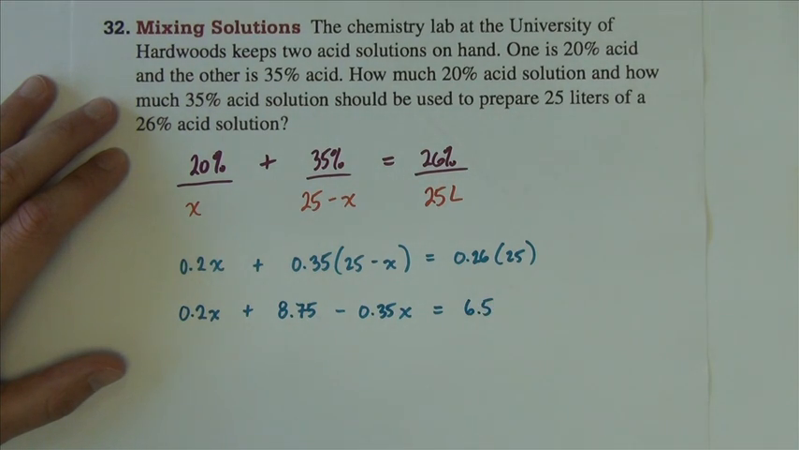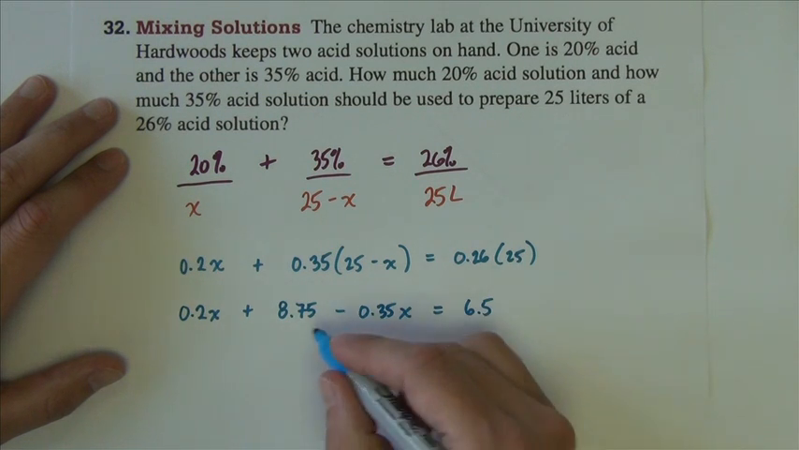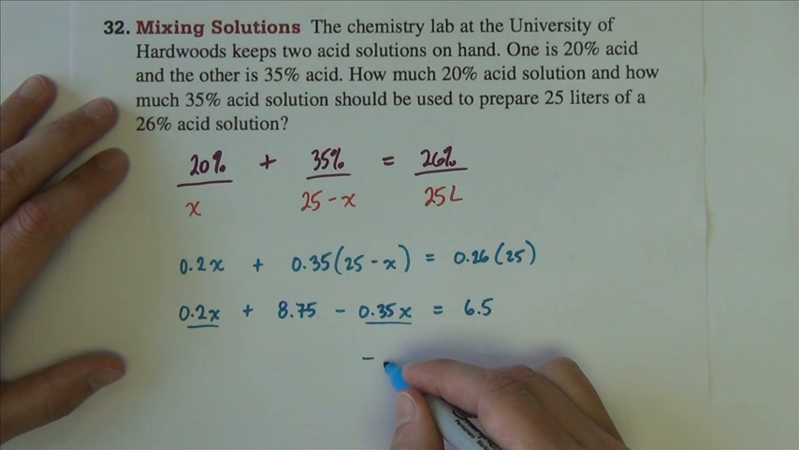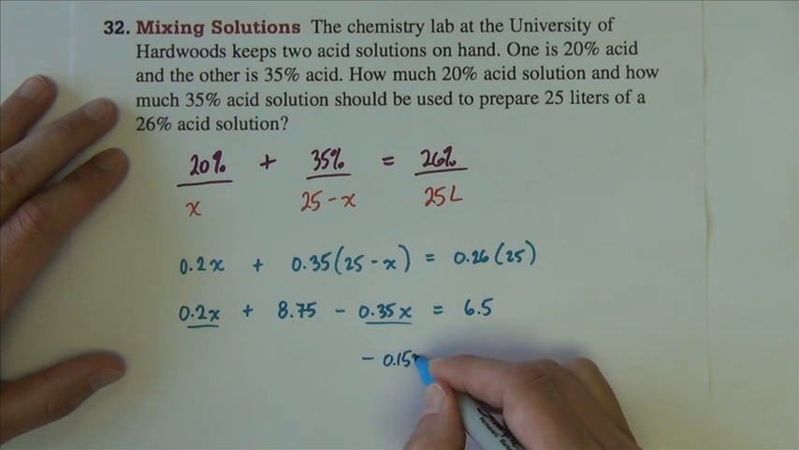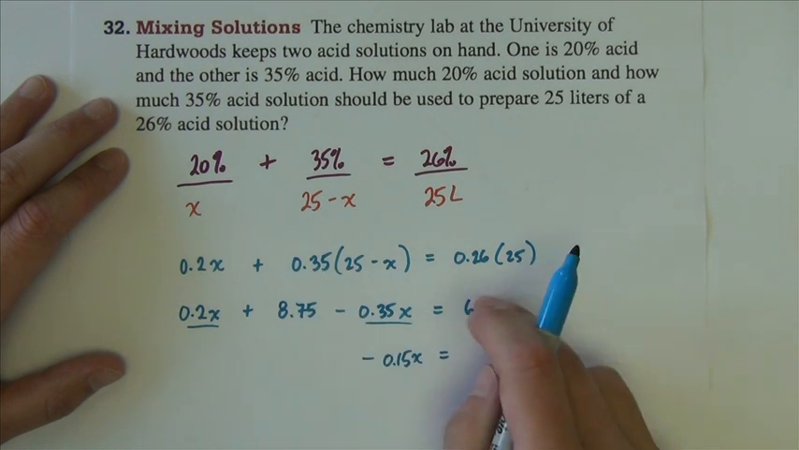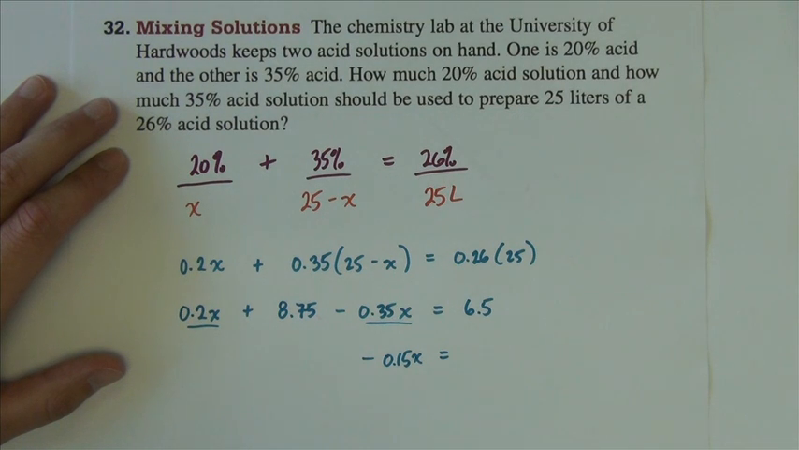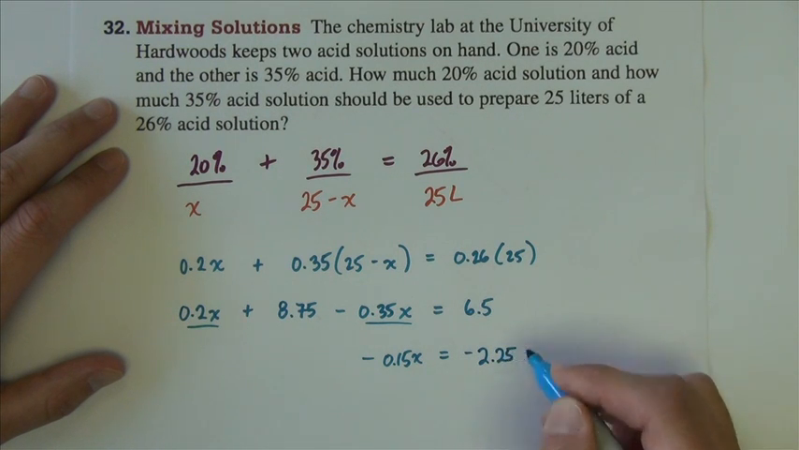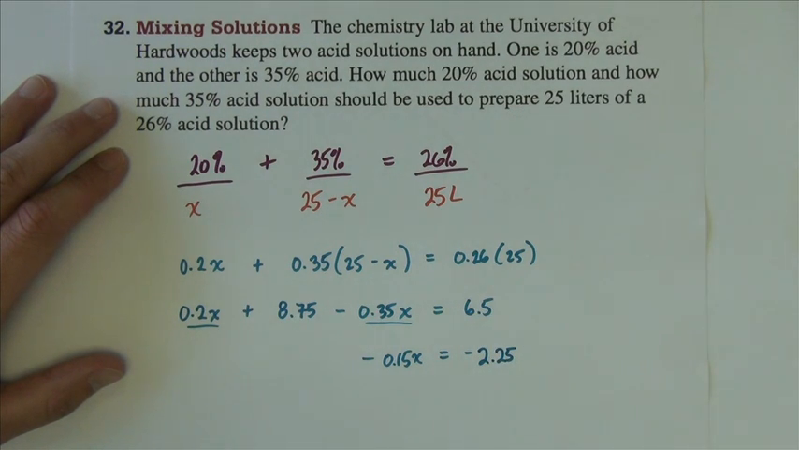I'm going to combine my like terms. So 0.2x minus 0.35x is negative 0.15x. Subtract my 8.75 across. So 6.5 minus 8.75 is negative 2.25. I'll divide by the negative 0.15. And I get x equals 15.